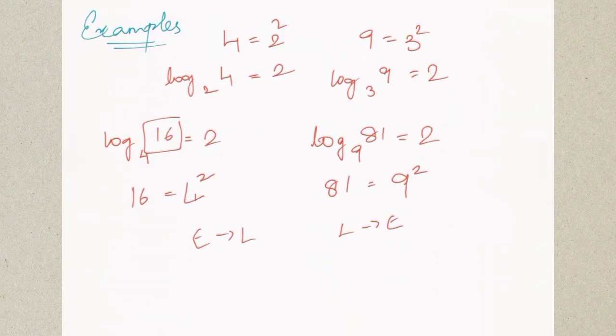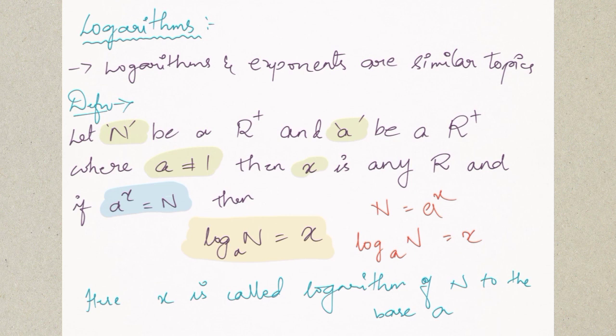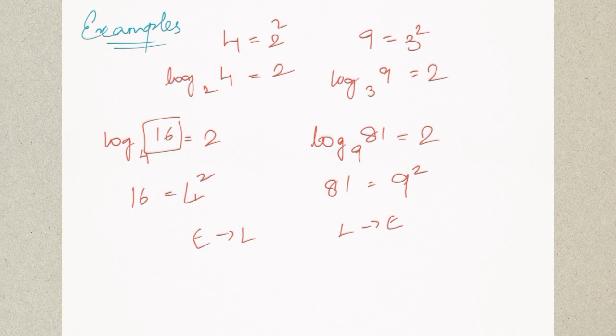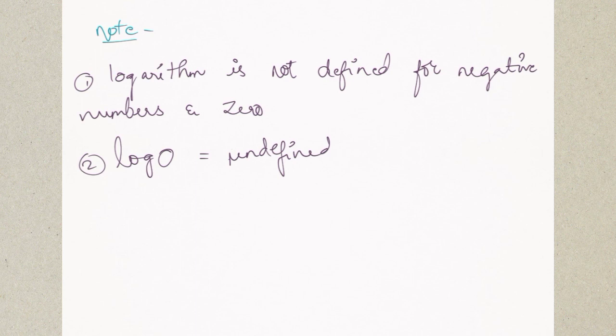So in the definition we have seen one thing. This n, it should be only a positive real number. This a also only a positive real number. Am I right? So we should remember those two facts, and a should not be 1. Okay, so one first and foremost thing is that logarithm should be only positive. It is not defined for negative numbers and 0. The logarithm is only defined for positive numbers.